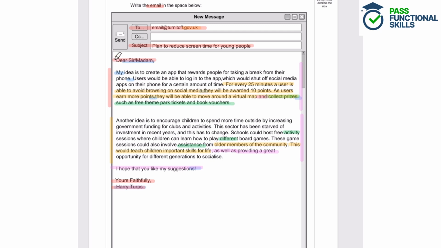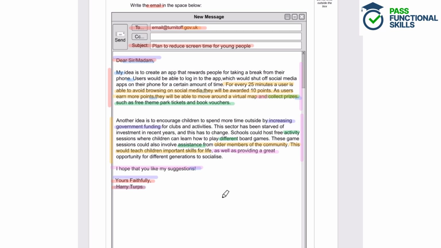We don't know the name of who we're writing to. We're just writing to someone from the government. So we've got dear sir or madam used and yours faithfully at the end. We've also got a really clear understanding of the audience shown by mentioning the government in the answer. So increasing government funding. This shows that the person that we're writing to might have the power to change this.